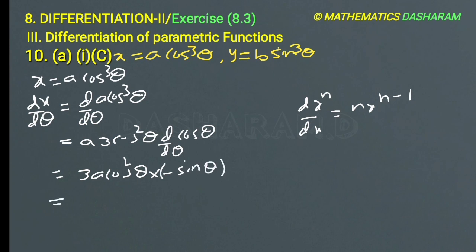So then 3a cos square theta, and the derivative of cos theta is minus sin theta. So it equals minus 3a sin theta into cos cube theta. So this is dx by d theta.